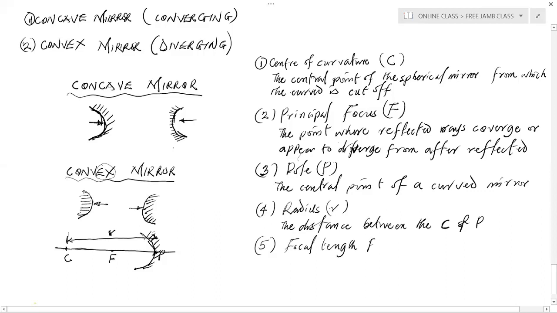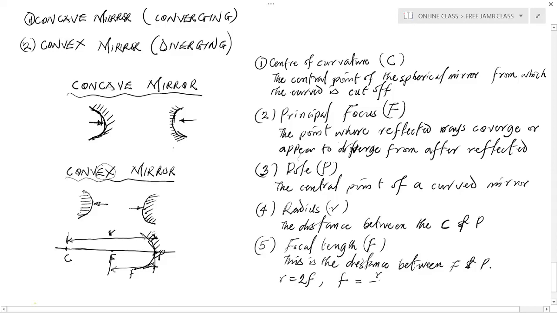That's the small letter f. This is the distance. I need to draw this definition because it's necessary for us to draw ray diagram. Because I know what we want is ray diagram. How do we draw ray diagram? Between F and P, that is the middle way. Middle is just half of the radius. So here we just say that R equals 2 times focal length, while the focal length is radius over 2.